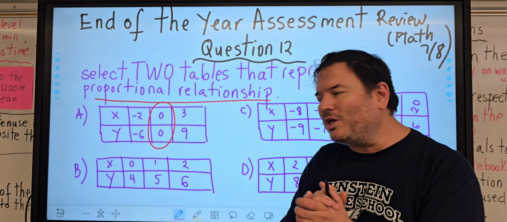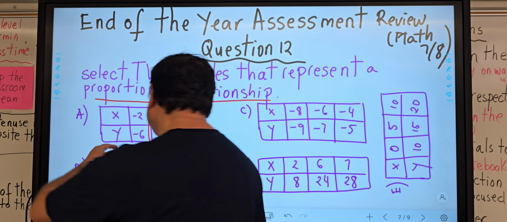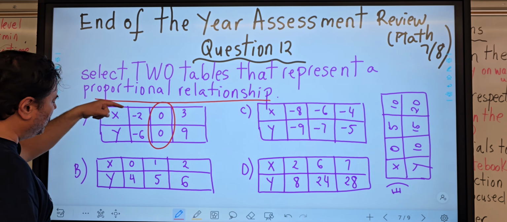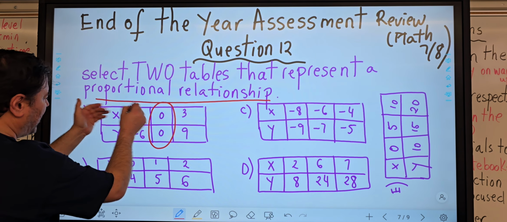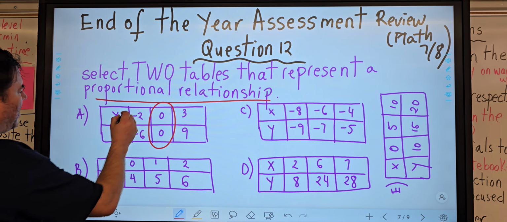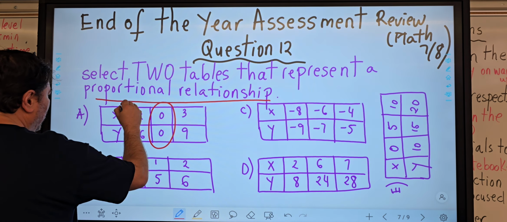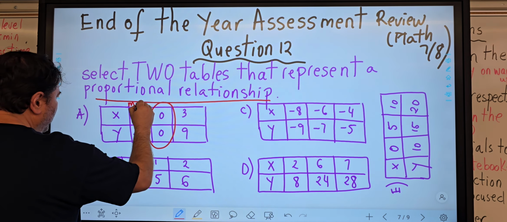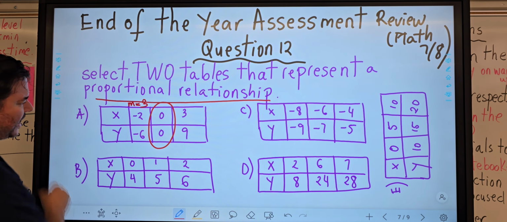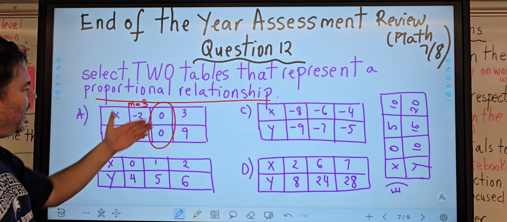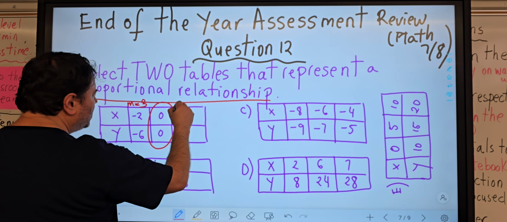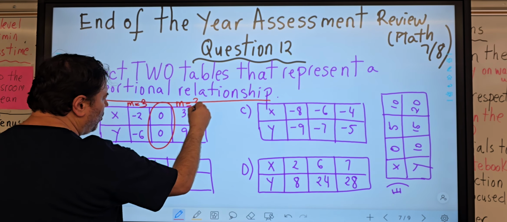Now let's check for the unit rate. Let's divide the rise over the run, y by x. -6 divided by -2 becomes +3, so in this case, m equals 3. And let's divide here: 9 divided by 3 is also 3, so m equals 3 also.